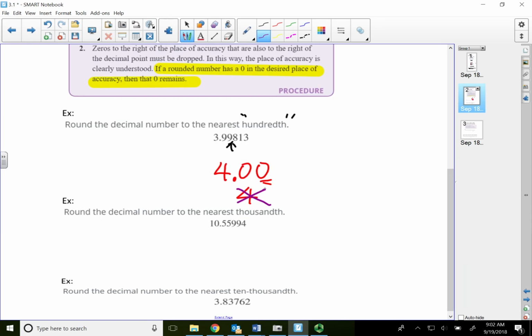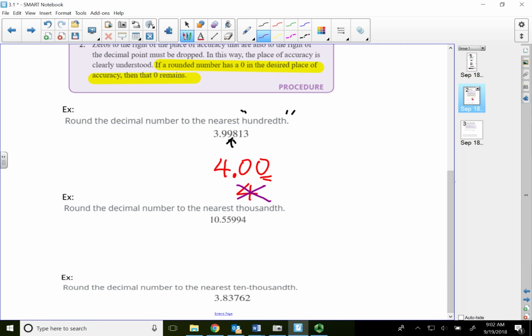Okay, so make sure that if the place value you want to round ends up being a 0, you still have to write the 0 down. All right.